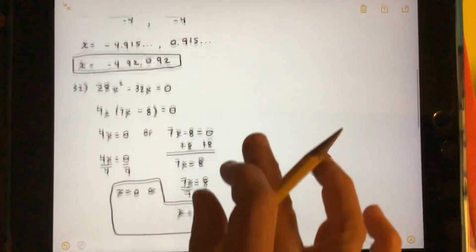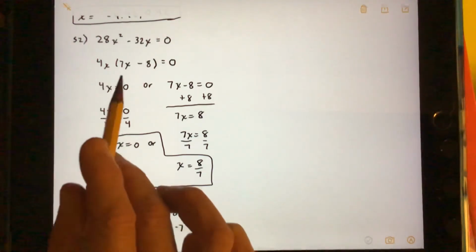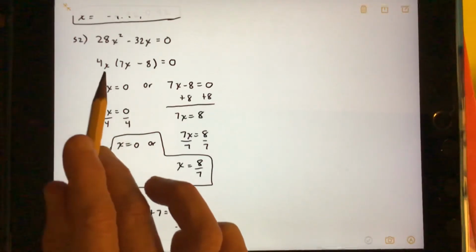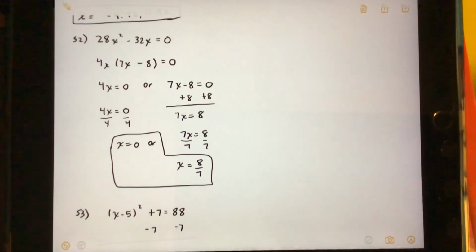All right, sample 2. In sample 2, we're seeing both x squared and x terms, and so we are saying, well, taking the square root won't work, but we're considering factoring. We're noticing that quadratic trinomial factoring won't work here. We only have a binomial. And we're thinking, well, is there a greatest common factor that we can factor out of both of these terms? And the answer is yes. So we are going to use factoring here. We're going to factor out 4x, leaving inside 7x minus 8, because 4x times 7x is 28x squared, and 4x times negative 8 is negative 32x.